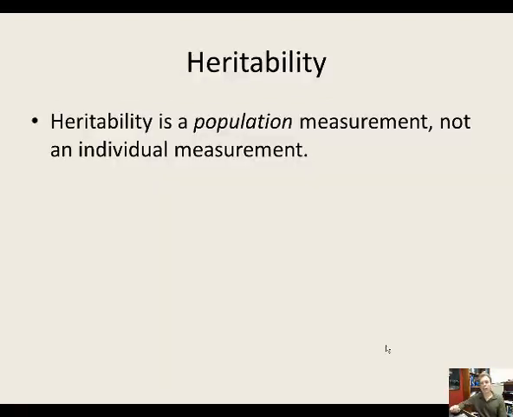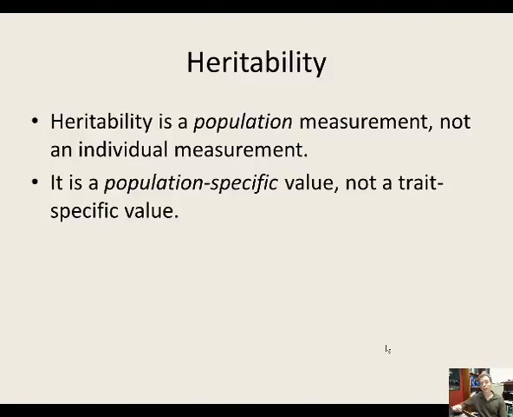It's important to note that heritability is a population measurement. Up to this point, we've talked about artificial breeding experiments, we talked about parent-offspring regression. These are populations that you are studying. Heritability is a population measurement, not an individual measurement. It does not apply to an individual, but to a population. And as a correlation to that, it is a population-specific value, not a trait-specific value. It depends on the population that you are studying, because different populations may have different amounts of genetic variance. Different populations may be in different environments that have different environmental variances. So it really depends on that particular population. You have to narrowly define the population that you're studying.